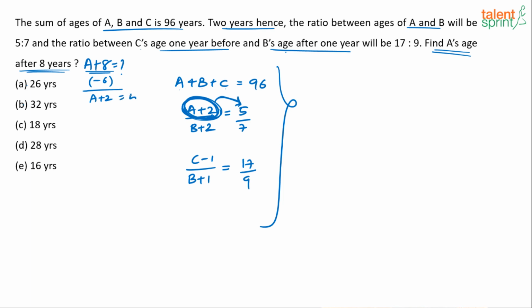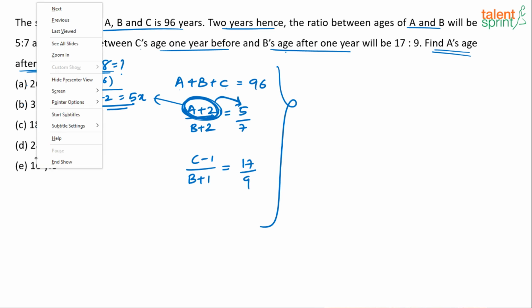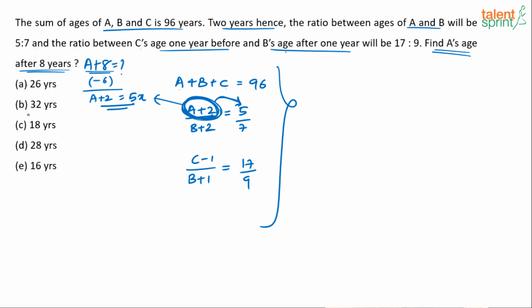And I want to check if A plus 2 is a multiple of 5 or not, based on this ratio. So basically what I'm saying is, from each option subtract 6. If you subtract 6, this A plus 8 options will become equivalent to A plus 2. All the options currently are in the form of A plus 8. I want the options to be in the form of A plus 2. I'll subtract 6. So 26 becomes 20, 32 becomes 26, 18 becomes 12, 28 becomes 22, 16 becomes 10.